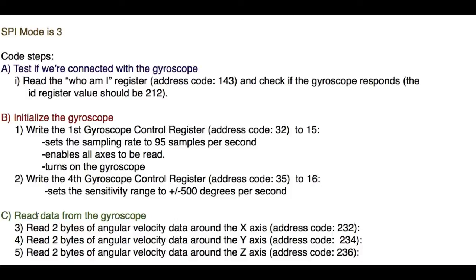Okay. So the next thing is, once we have it all set up and initialized, then we can collect data from the gyroscope. That means we can actually read 2 bytes of the angular velocity data around the x-axis. The address code for that is 232, and you're reading 2 bytes of data. Then you're going to do that for the y-axis, and the address code for that is 234. Then read around the z-axis, and that's going to be 236. And once we collect this data, we can print it to the computer, and we can actually see that output.